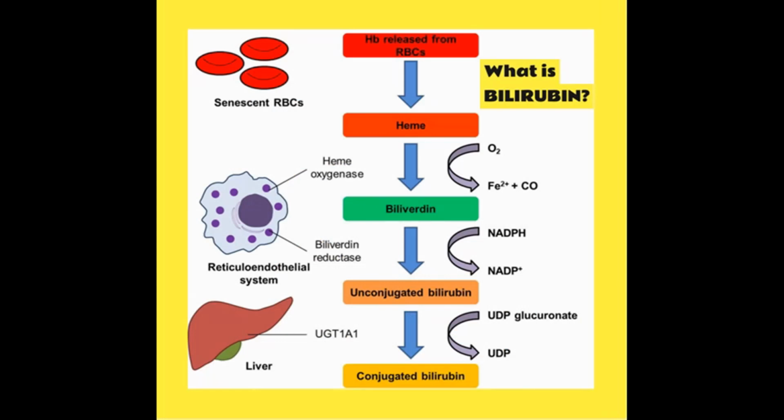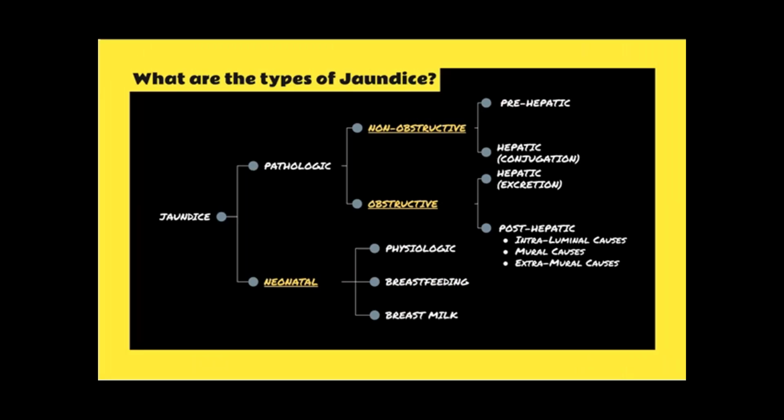So how does your body turn yellow in jaundice? It is because of bilirubin. So what is bilirubin? Bilirubin is a breakdown product of heme. Heme is a part of hemoglobin found in red blood cells. So initially when heme is broken down, it forms biliverdin, which is then converted to unconjugated bilirubin and then transported to the liver to form conjugated bilirubin and finally excreted in bile into the gastrointestinal tract.